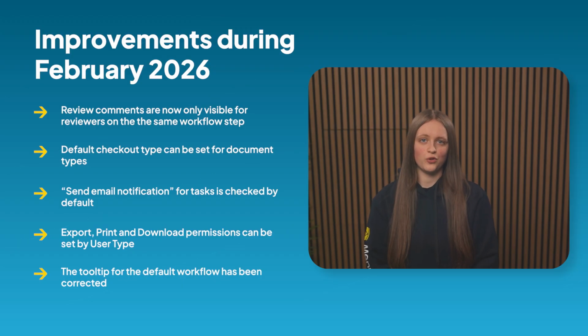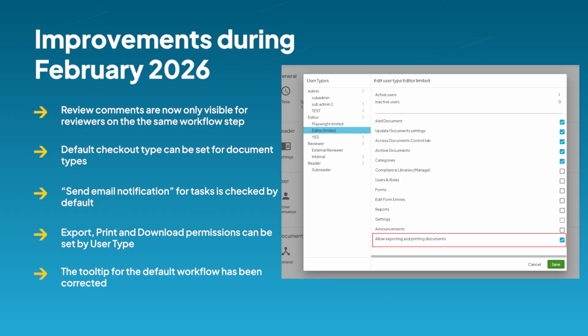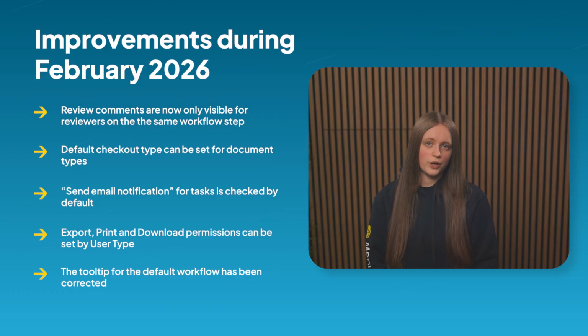We also have an improvement regarding user types and the export, print, and download permissions. These are now controllable on a user type level, and this will allow admins to control these export permissions on user types. The permissions are ticked on by default, and this will just make sure that you have a greater level of control when it comes to export, print, and download.